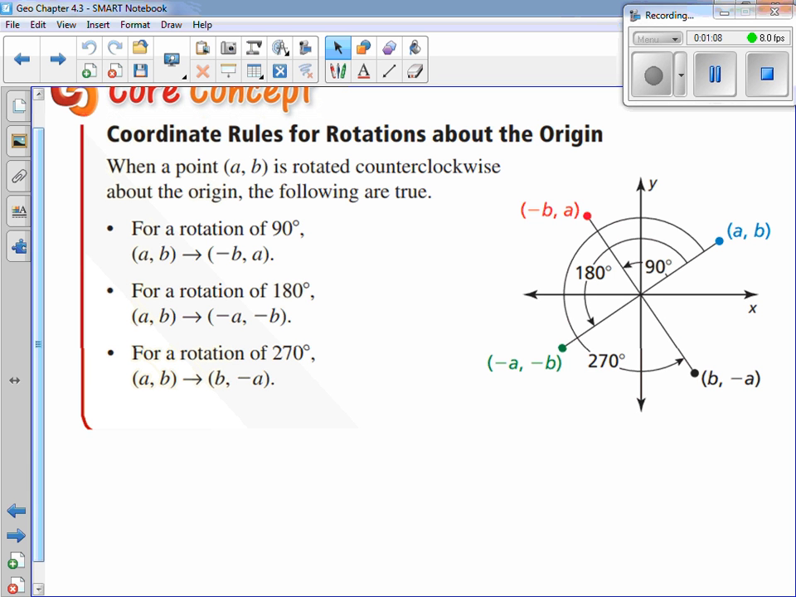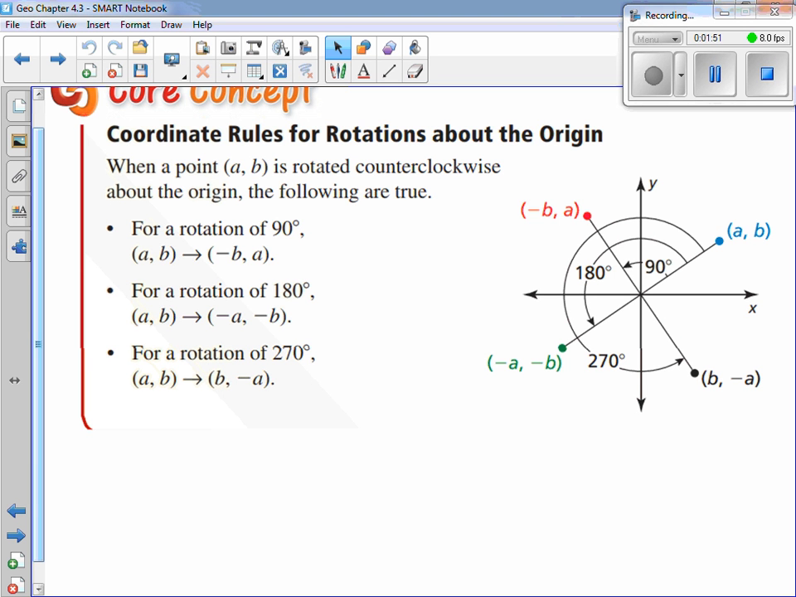So if I rotate a point A, B 90 degrees, what we do is we take that point A, B, we flip A and B and make the first negative. So A and B flip, and the first term is now negative. Well, for 180, I take A and B, and I just make both of them negative. And for 270, well, we flip it and make the first one positive. The second one is negative, because that's what they told us on the sheet, yes?